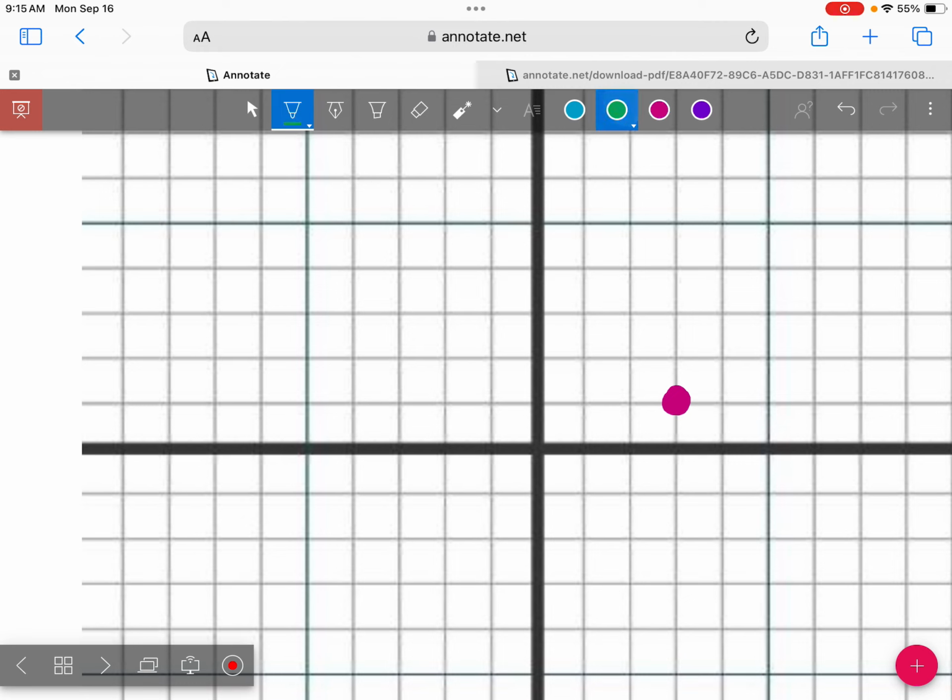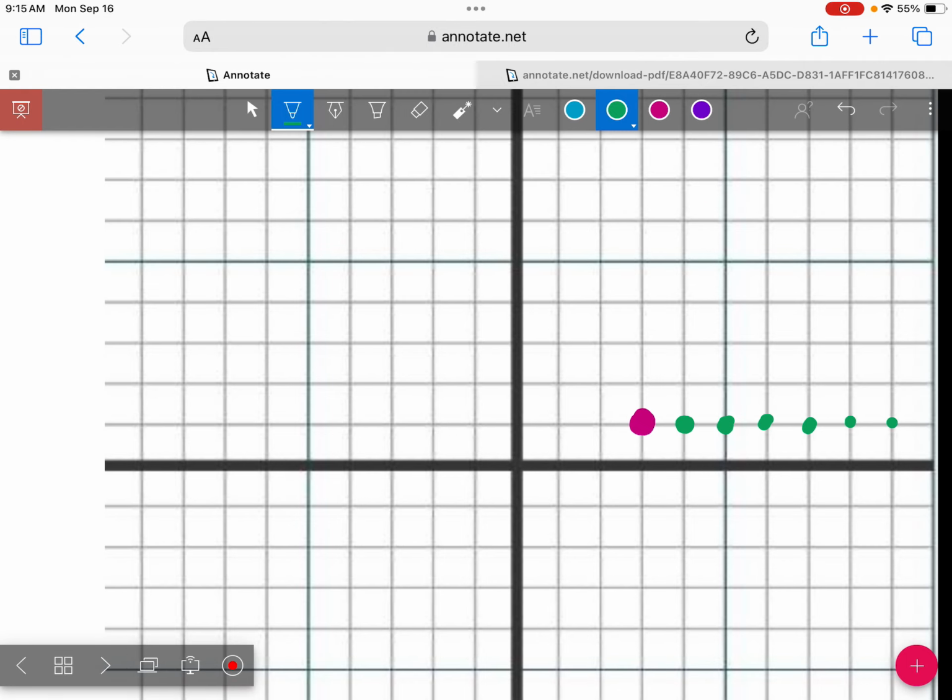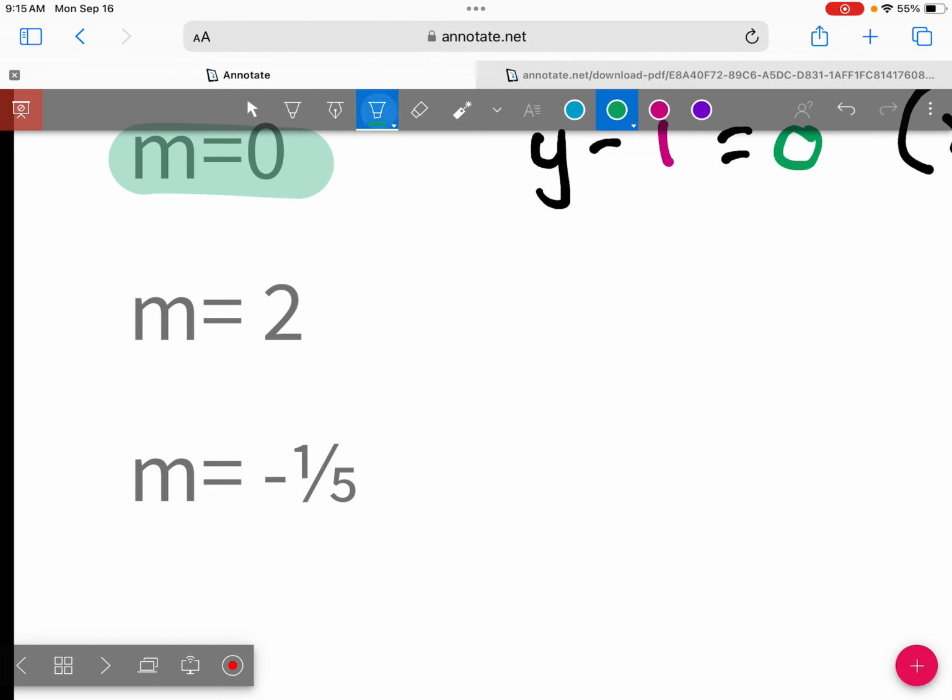My slope is 0. When in doubt, you can still do your rise over run. Rise of 0 over 1. Up 0, right 1. It's going to give us a horizontal line. Up 0, left 1. So you can do it that way too. So m of 0 gives us a horizontal line. The other two are very much straightforward. That's the kind of weird one I throw at you on this one.